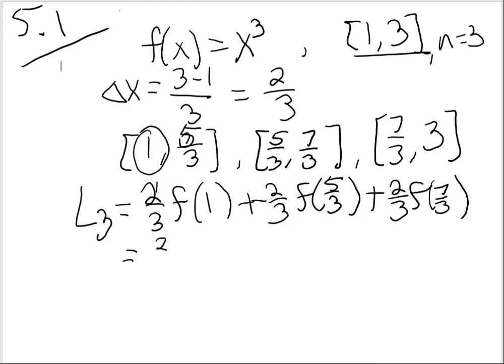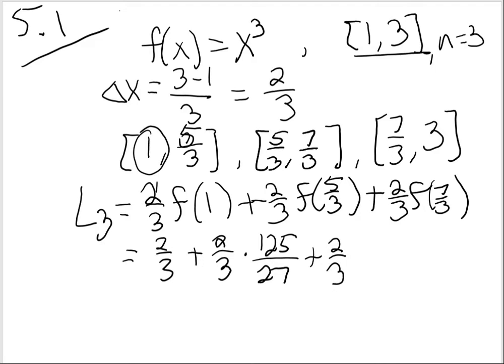So that's going to be 2/3 times 1, plus 2/3 times 125 over 27, plus 2/3 times 343 over 27. And as a decimal, that will be 12.22 repeating.